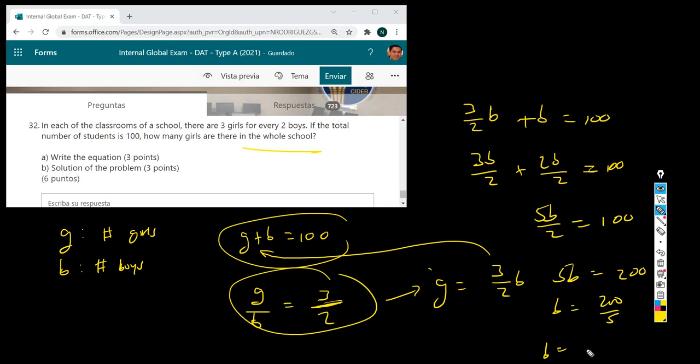So 100 over 5, that's 40. So the number of boys is 40 and the number of girls is clearly 60. So that in total they give me 100. And that's the full solution, guys.